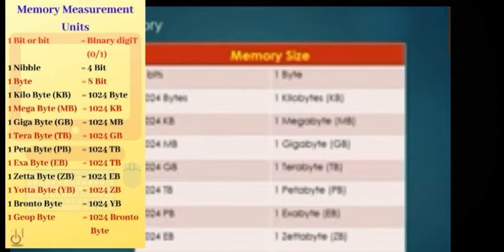1024 bytes is equal to 1 kilobyte. Then 1024 kilobytes is equal to 1 megabyte, and so on. Now we'll talk about kinds of memory.